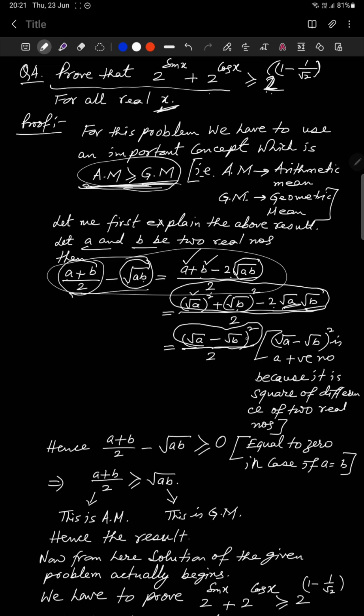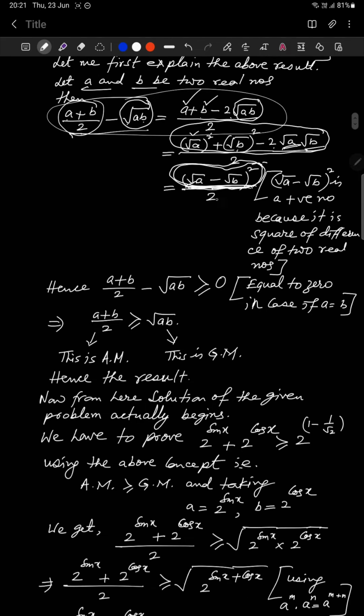And as you are finding, this whole quantity is a positive number because it is a square quantity, and the square of any number, whether it is positive or negative, will always be positive. So it means this whole thing is greater than or equal to zero, which is what I have written over here.